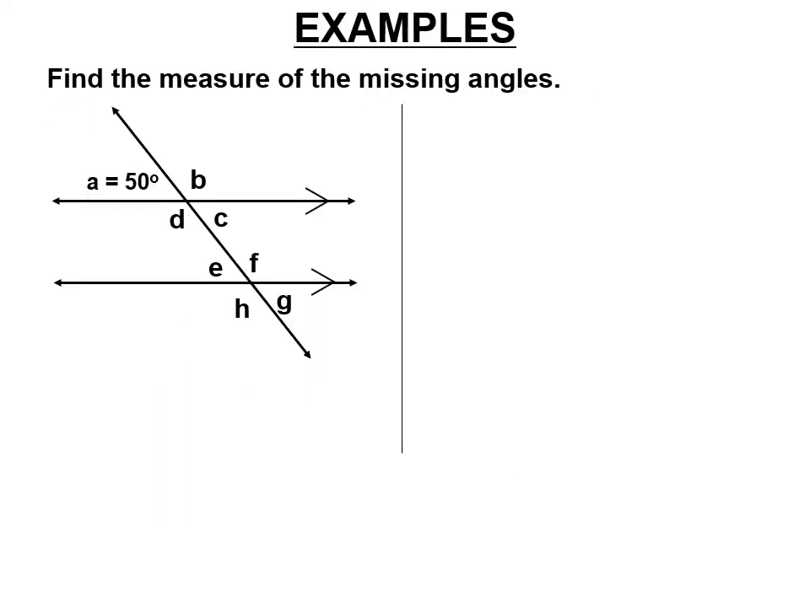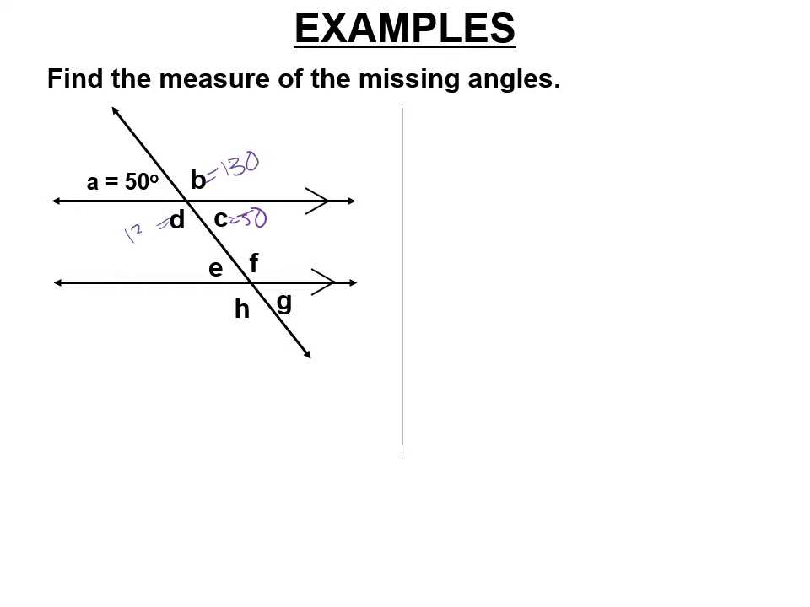So once you know the two lines here are parallel, and they are crossed by a transversal, you can fill in all the missing information. Because C is vertical to A, it's 50. B is adjacent, because 50 and B will add up to 180, so that must be 130.